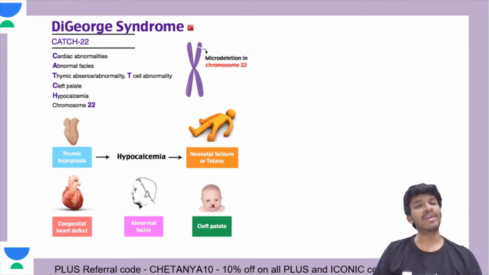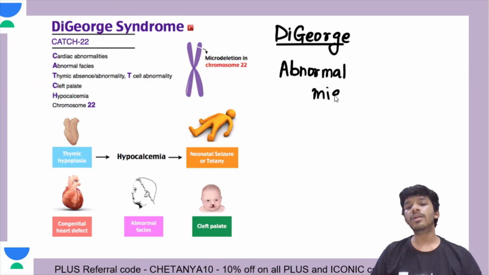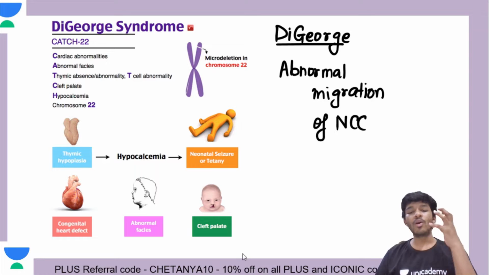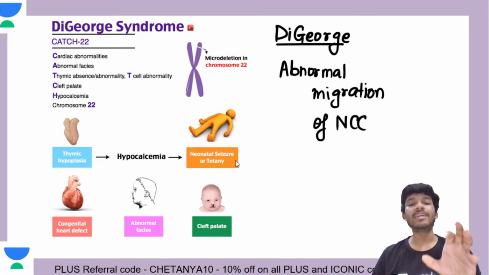It is the very famous mnemonic for DiGeorge syndrome. Now DiGeorge syndrome, what is the anomaly? The anomaly is that there is abnormal migration of neural crest cells. So it is basically, at its embryological origin, a defect of neural crest cells. When we discuss neural crest cells, we'll also discuss it in slightly more detail.